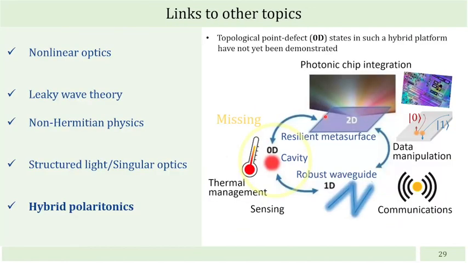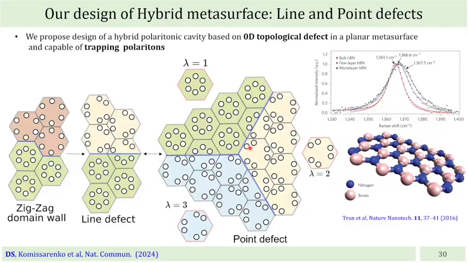But this is insufficient if we would like to control light-matter waves on the chip. We would need functionalities beyond waveguiding. And here I come back to this scheme, noting that similar studies on zero-dimensional trapping of polaritons have been missing. So we propose the design of a hybrid polaritonic cavity based on a zero-dimensional topological defect in a planar metasurface. Instead of considering the interface between expanded and shrunken hexamers, we create a defect by stitching 3 domains with the same deformation type.